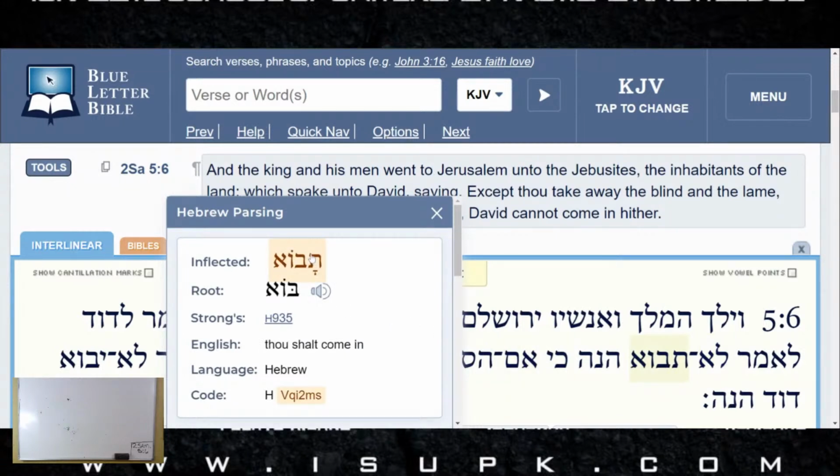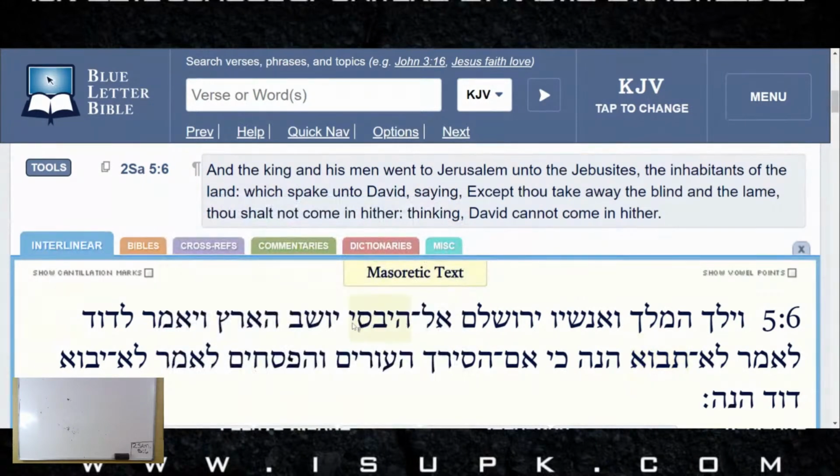Thabawa'ah, which is the tense, right? Bawa'ah means come in. And it is actually future tense. When it says thou shalt, or you shall, or in today's English, you will. Thou shalt means you will. Thou is you, Old Quaker English. Shalt is shall, which means will. It's future tense. Not you will come in. You will not come in. Speaking unto David, you will not come in.